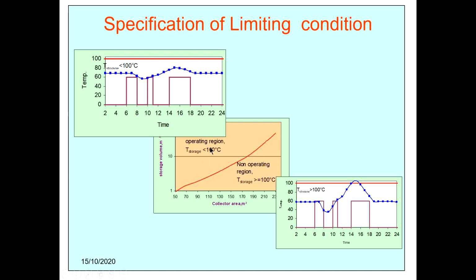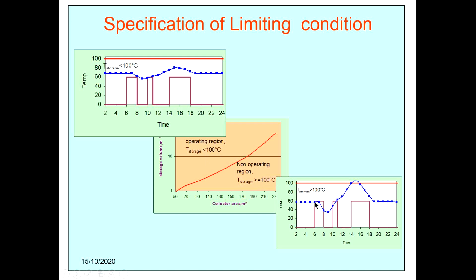Any collector area and storage volume in this region gives me a temperature less than 100 degrees Celsius. For example, say again 90 meters square of collector area and then this volume will give me a temperature of less than 100 degrees Celsius, which is acceptable to me. However, if I go on decreasing the storage volume and settle here, the temperature of the storage will be more than 100 degrees Celsius, which is not acceptable to me. So this is a non-operating region for me, and this is an operating region for me. So here the profile is shown.